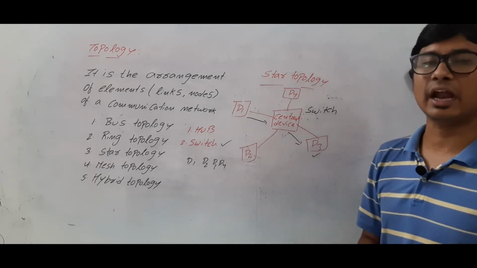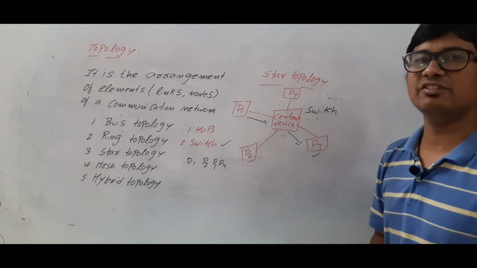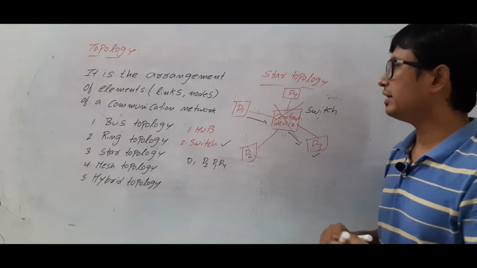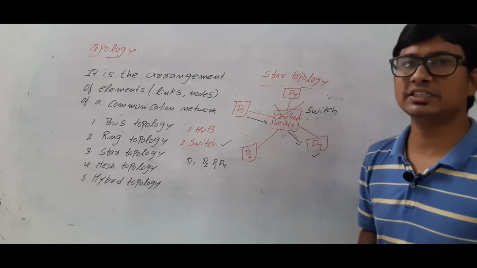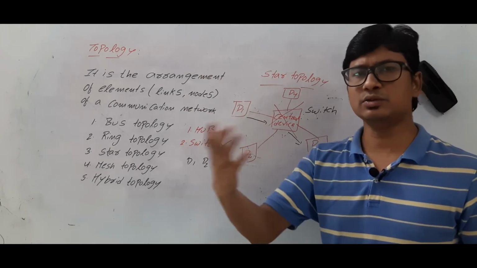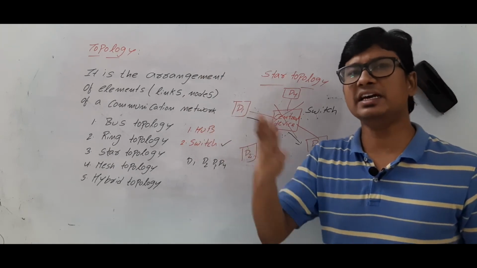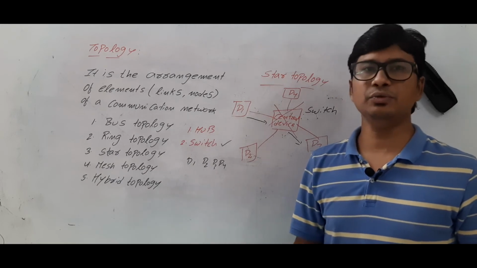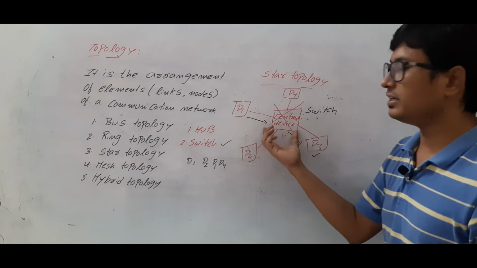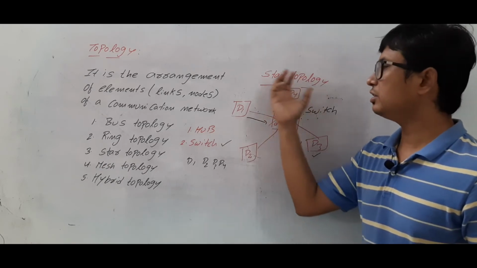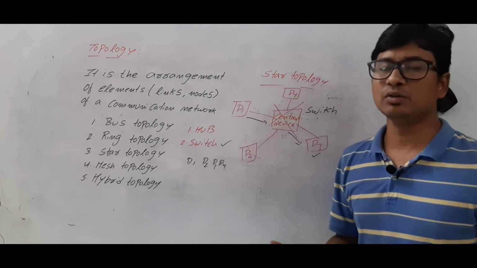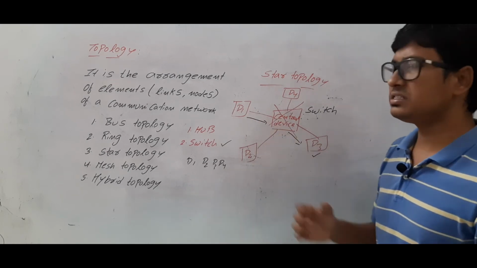Then what is the drawback? If this central device failed, then what will happen? Entire network will fail. Suppose let's take that the IRCTC website is there. Everyone can book the tickets using the IRCTC website. If the IRCTC website failed, then we cannot book the tickets online. Am I right or wrong? So similarly here, if the central device fails, the communication between all the devices will fail and the entire network will collapse. Okay.